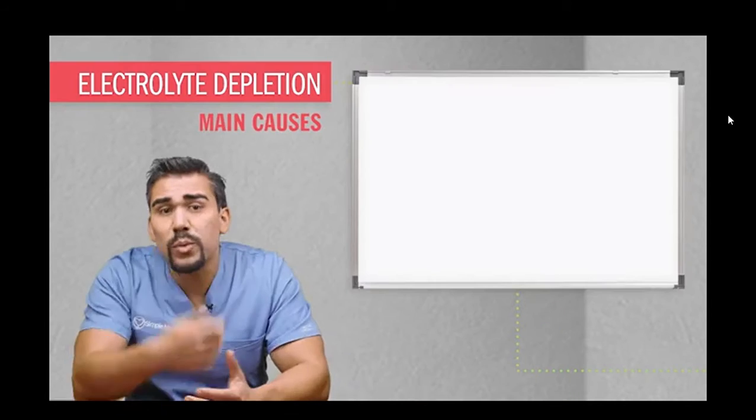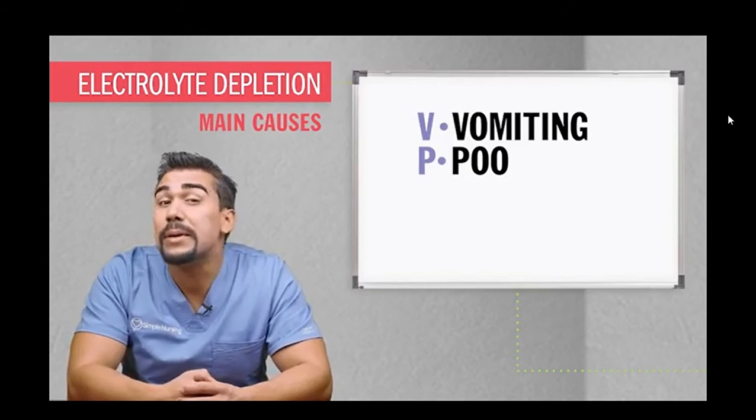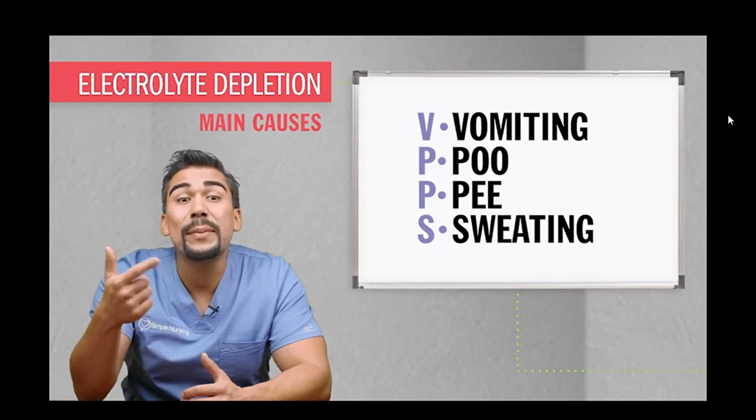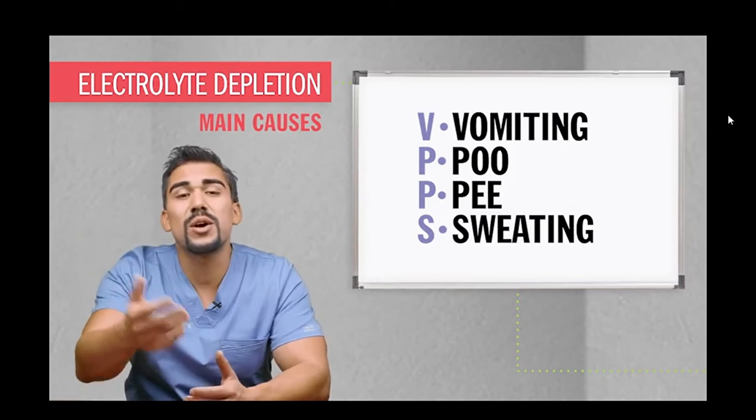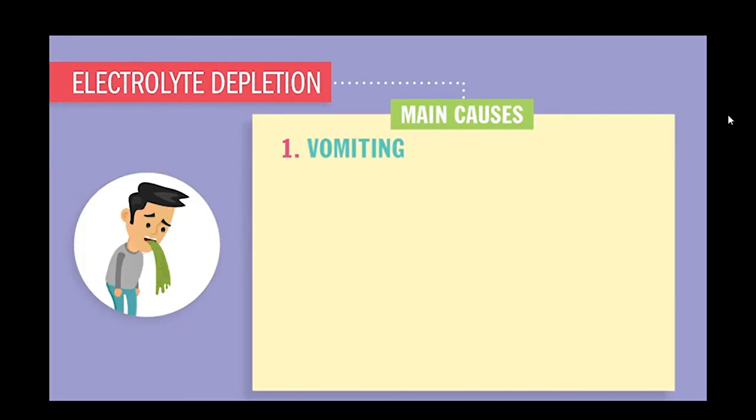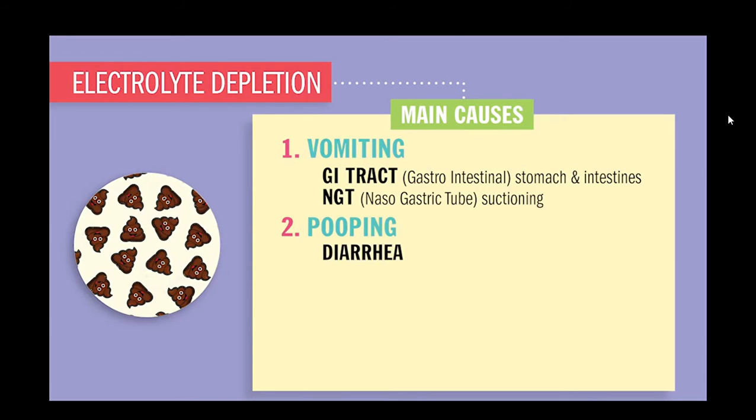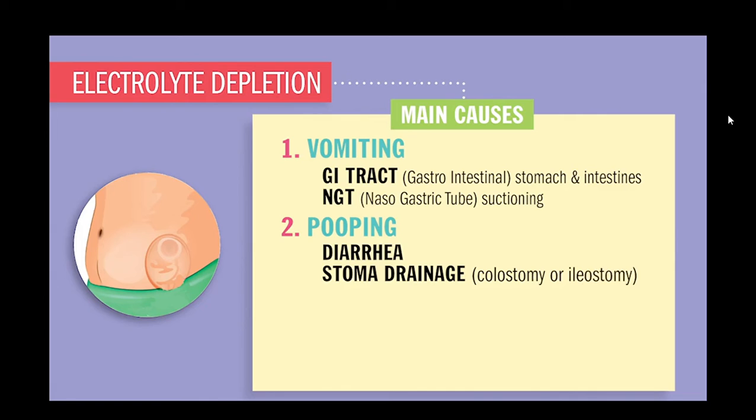Now, as far as electrolyte depleters, there are two main exit doors where electrolytes leave the body and go into the potty. So we use our nifty acronym VPPS: vomiting, pooing, peeing, and sweating. So let's start with vomiting. Now, we've all done it before, and well, your digestive tract, also called your GI tract, your stomach and intestines, have tons of electrolytes stored in them. So vomiting or diarrhea or excess stoma drainage, like with a colostomy, will drain your electrolytes very, very quickly.